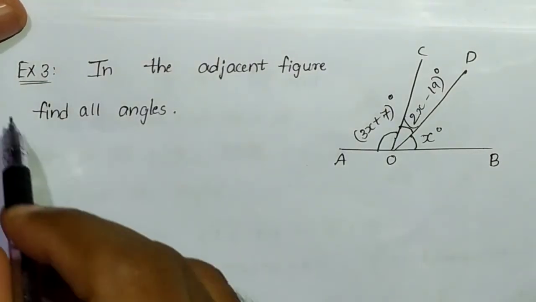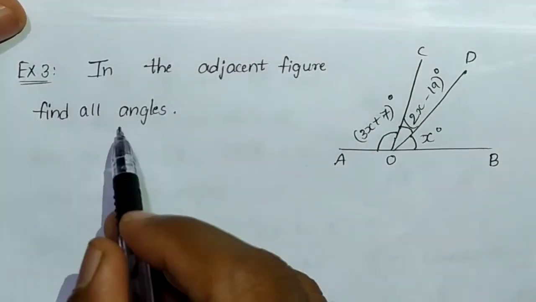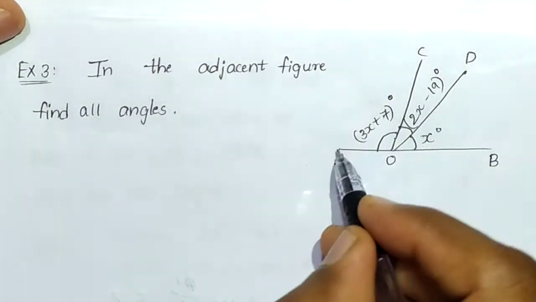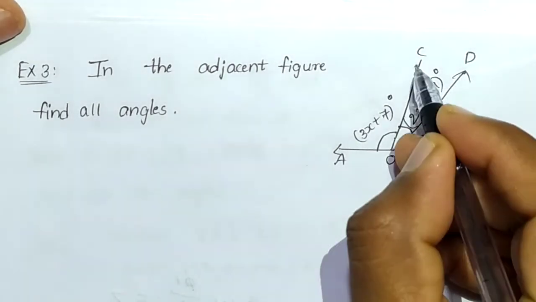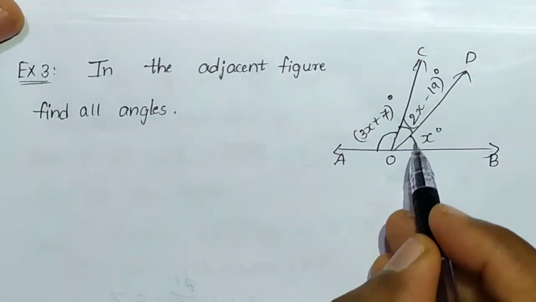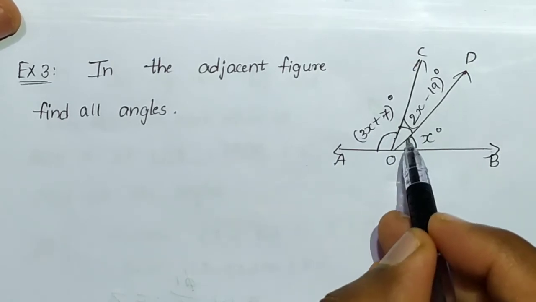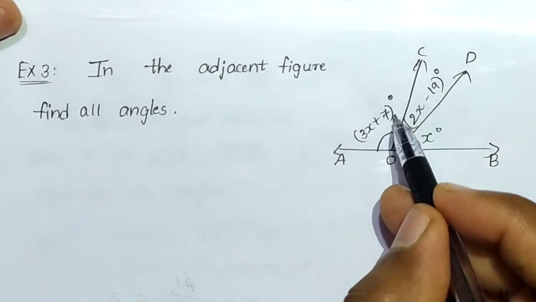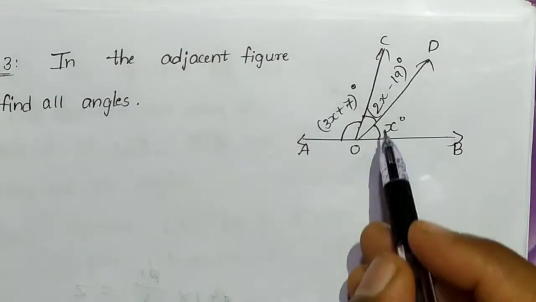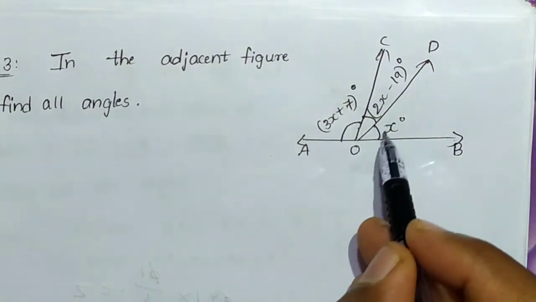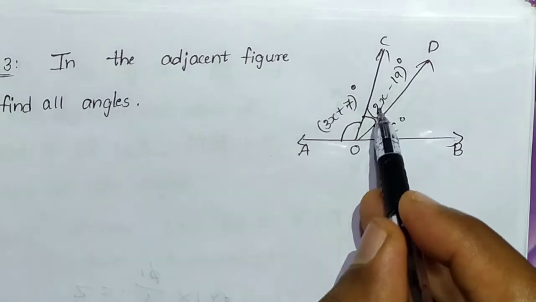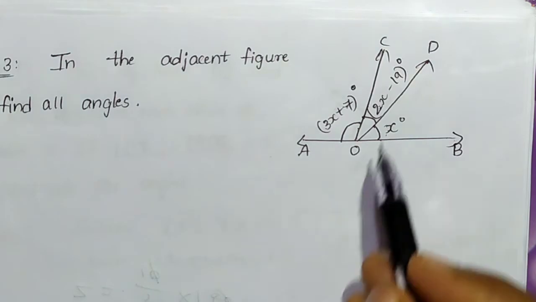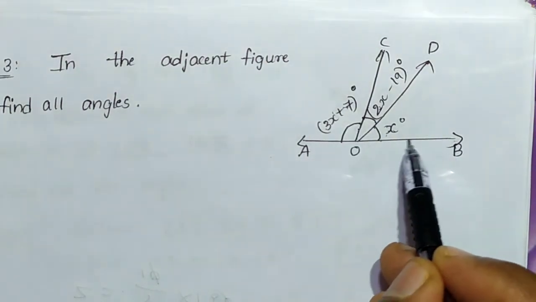Yes, go for the third example. In the adjacent figure, find all angles. See, AB is a line and OD, OC are two rays falling on the line AB. Then 3 angles are formed here. The first angle is x, the second angle is 2x minus 19, the third angle is 3x plus 7, right? If we observe the figure, the 3 angles form a straight line, which means the sum of the 3 angles is 180 degrees. So these 3 angles are linear angles. Why? Because these 3 angles form a straight line.